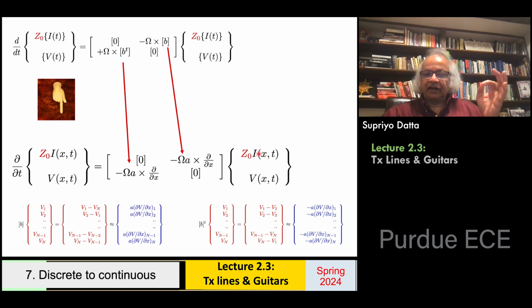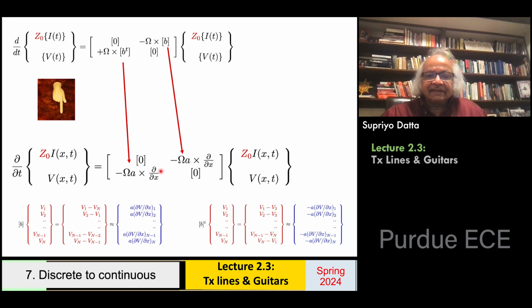Now we have a function I(x,t) and a function V(x,t). And this matrix operator B got replaced with a times d/dx. And B transpose got replaced with minus a times d/dx. So the result is now both of these terms have a minus sign there. Whereas previously, if you remember, one was minus, the other was plus. Right? But because of the sign difference between the effect of B and B transpose, we now have the same sign on both.